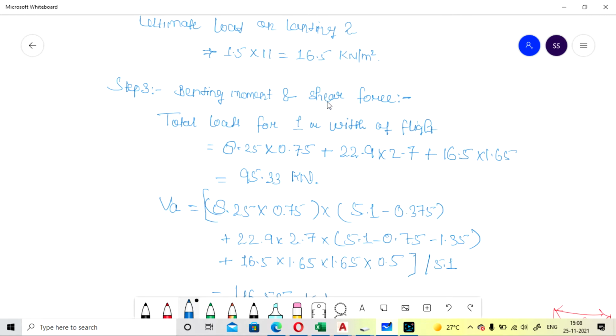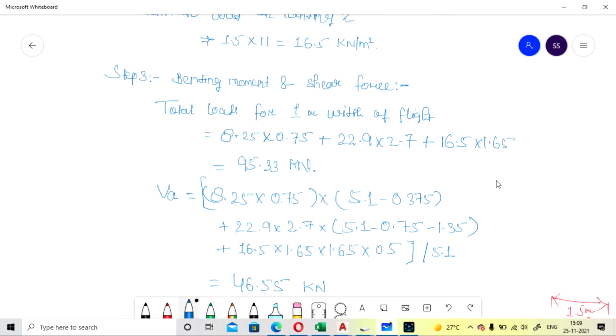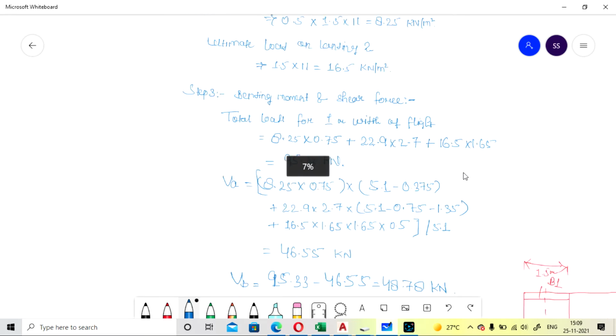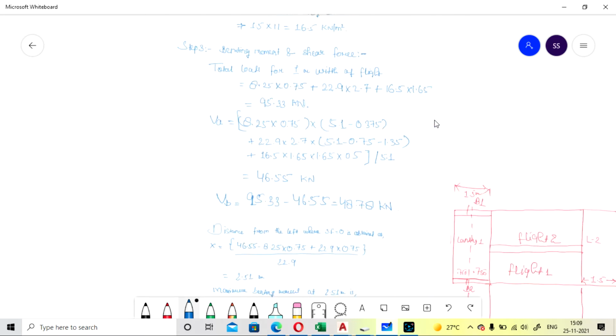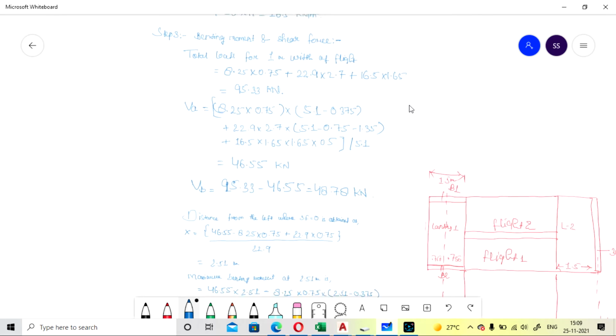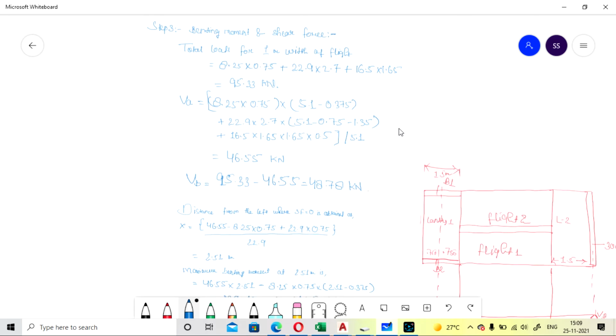Now bending moment and shear force calculations. Here we are going to find the total load per meter of width. You can check for 1.5 meter also, because here its width is also 1.5 meter. We are going to consider from here to here it is 1.5. This is the gap between the flights, so it is 150 mm. And again this length of landing is 1.5 from here to here.